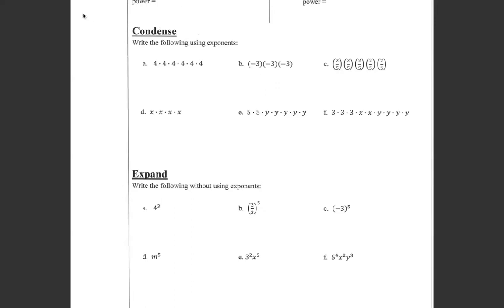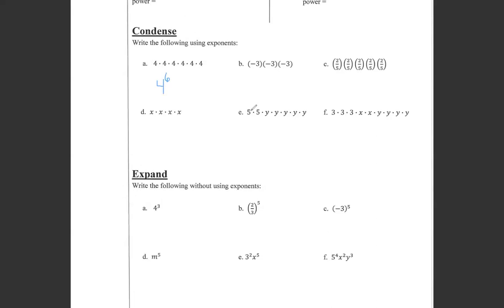let's go with A. So for A, all I need to do here, I'm going to condense it. So my base here is 4. And then how many 4s do I have? 1, 2, 3, 4, 5, 6. So that becomes my exponent. The number of times is 6, so that becomes my power.